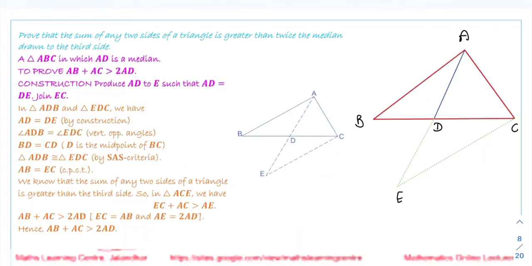Now in the next question, we have to prove that the sum of any two sides of a triangle is greater than twice the median drawn to the third side. So we are given a triangle ABC, and we are saying that AD is the median over here. This AD is the median from A. So what we have to prove is that AB plus AC is greater than 2 times AD.